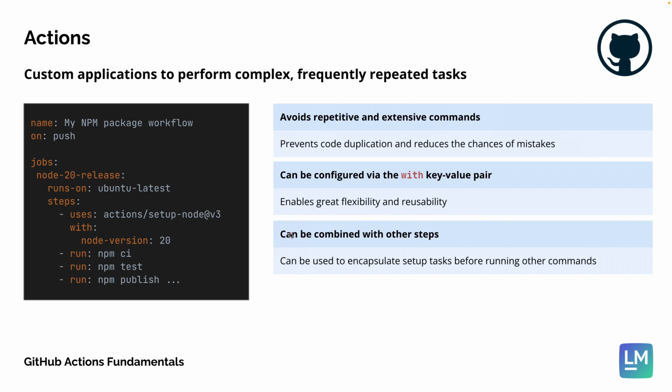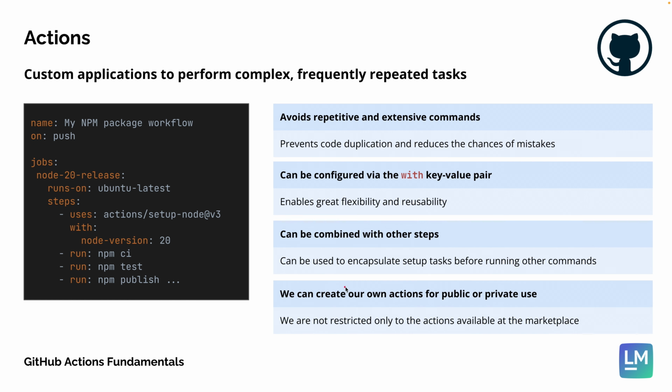Another very useful aspect of actions is that they can be combined with other steps, right? So you can see here, this is the first action or the first step in a series of steps in our job. So we can use actions to encapsulate setup tasks, for example, or to encapsulate some cleanup tasks. Maybe we want to upload logs to a certain destination and clean up some of the things in our runners, and we can encapsulate that in its own action and then use that either before or after running other commands. And finally, we can create our own actions for public or for private use. So we are not restricted only to the actions available at the marketplace.